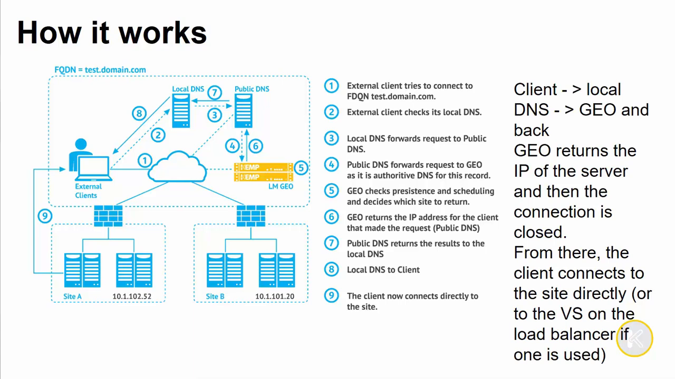GEO will check the health and scheduling for the sites, and determine which site is best suited for this client. GEO returns the IP address to the client that made the request, in this case public DNS. Public DNS returns the results to local DNS. Local DNS presents the IP address for test.domain.com to the client, and the client connects to the application.